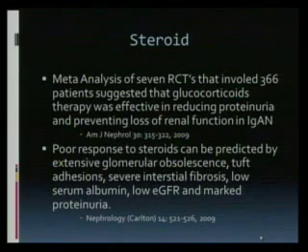Meta-analyses also suggest that corticosteroids were effective in reducing proteinuria and preserving renal function. The ones that didn't really respond to the steroids were those with very advanced glomerulosclerosis, interstitial fibrosis, or really highly elevated creatinine levels. Their damage was already done, so the steroids weren't really able to help those patients. That's why the biopsy becomes very important.